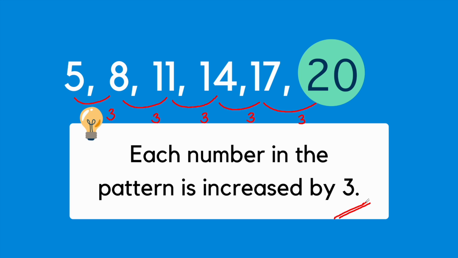What is happening here? Each number in the pattern is increased by 3. This is one type we are getting. Going with the difference between the terms will give you your answer choice.